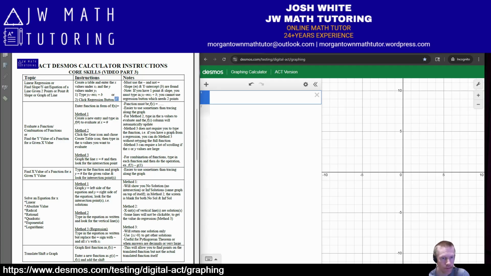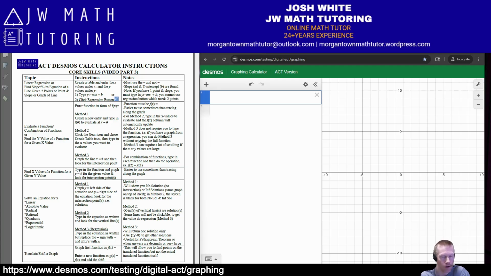Okay? What you're going to do here is create a table. Then in the table, you're going to enter values under the x1 and y1 columns, so either 1 point if you're given 1 point, or 2 points if you're given 2. And then you're either going to type a regression statement or click the regression button. Linear regression will be the first available option that you see there.